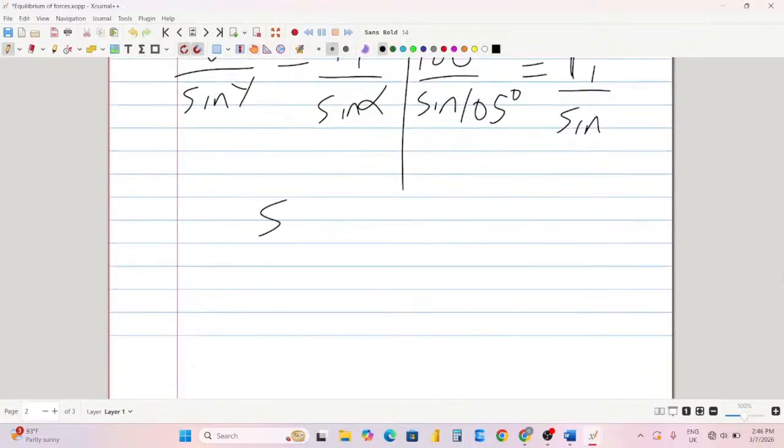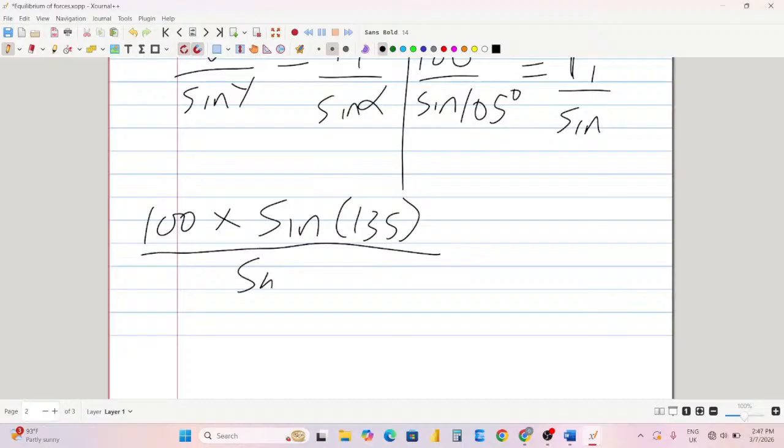Someone can do this for us in the comment section and give us the answer. So that will be 135 divided by sine 105. So the answer you get will be your T1, and then you just repeat the process again for T2.